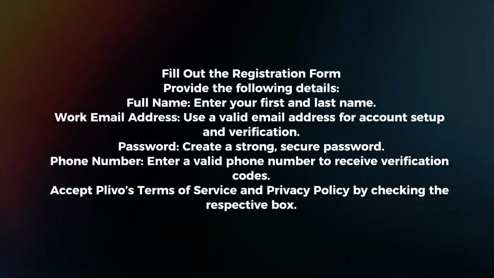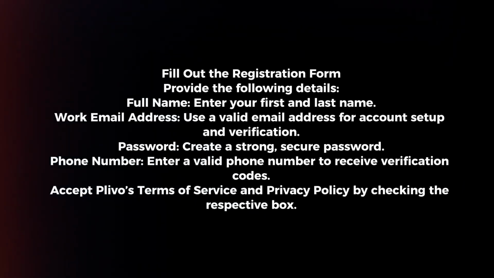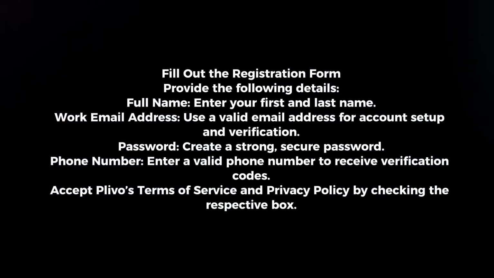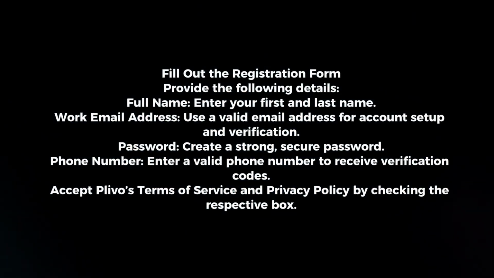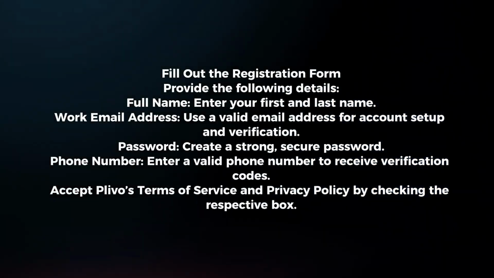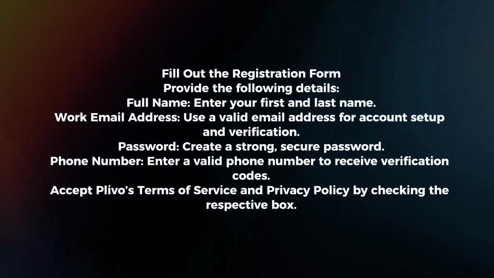Fill out the registration form. Provide the following details: full name, enter your first and last name; work email address, use a valid email address for account setup and verification; password, create a strong, secure password; phone number, enter a valid phone number to receive verification codes. Accept Plivo's terms of service and privacy policy by checking the respective box.